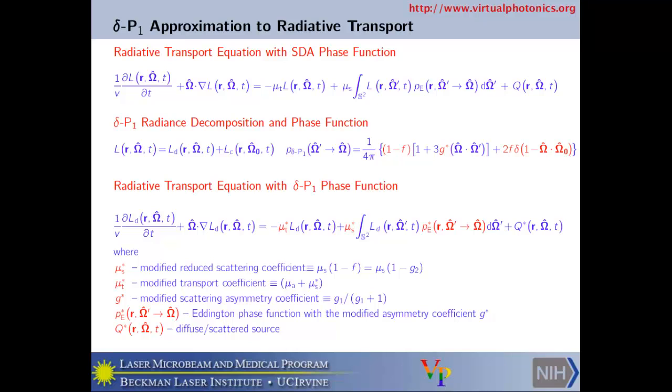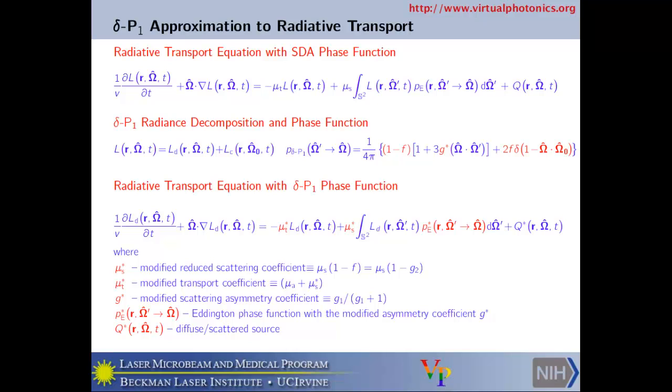We're able to match the angular description of both the radiance and the phase function, not simply taking into account the first moment of the phase function, but also the second moment. So we preserve, or we're able to capture, additional angular information of the light field. So mu s star here is mu s times 1 minus not g, but 1 minus f, this fraction of light that we allow to scatter directly forward. Or sometimes this is expressed as mu s times 1 minus g2. g2 is the second moment of the phase function.